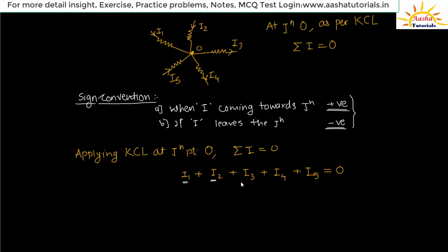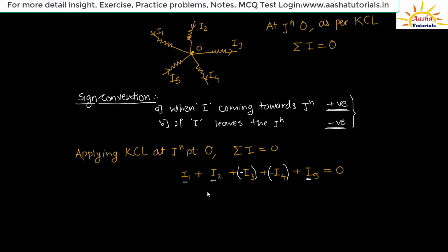I3, look at that figure and see, it is leaving the junction. See here, it is leaving the junction. From the O point it is going away from the junction. So I have to take the sign of I3, that is negative. For I4 again you see it is leaving the junction, so I must take its sign negative. And I5 is coming towards the junction, so I must take this as positive.